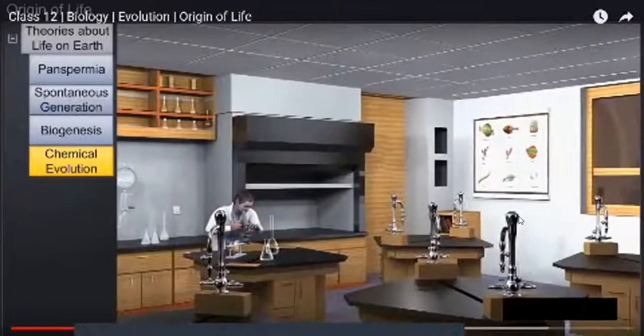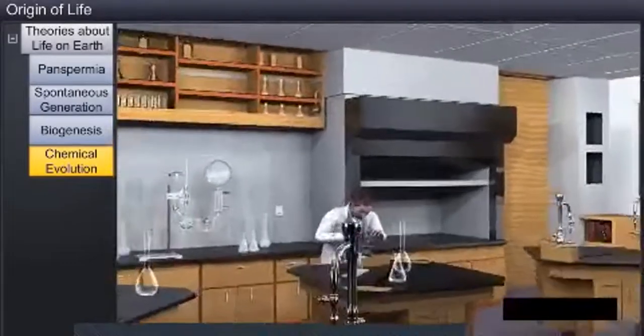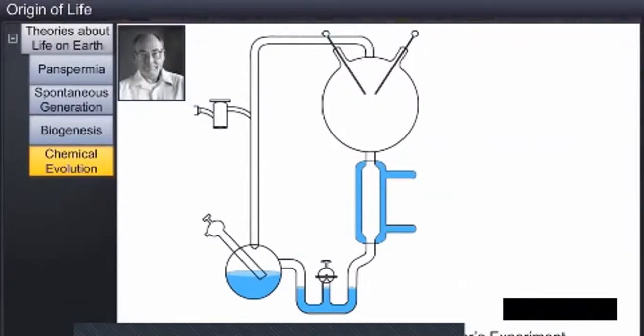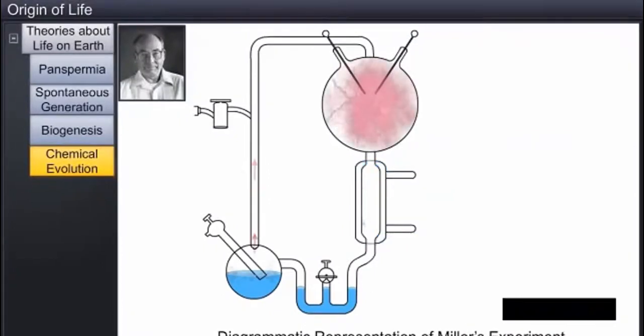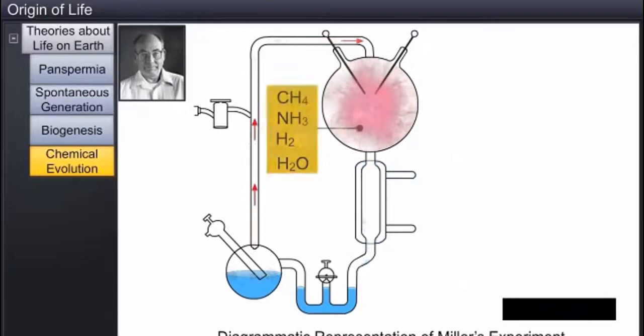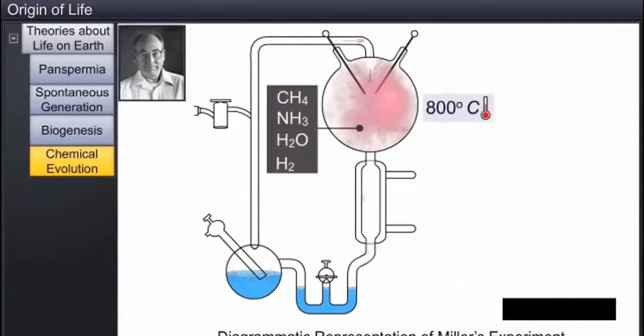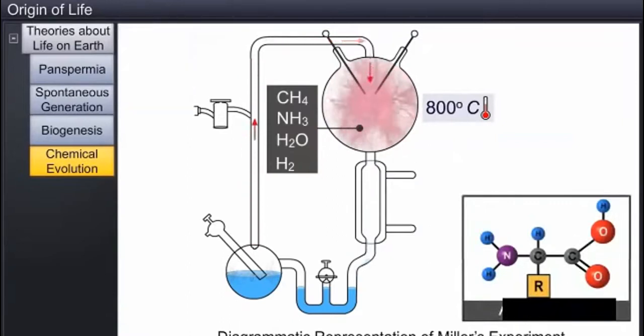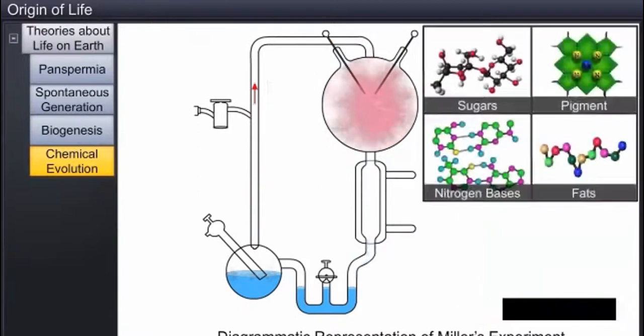In 1953, American scientist Stanley Lloyd Miller recreated these conditions in a laboratory. He created an electric discharge in a closed flask containing methane, ammonia, hydrogen, and water vapor at 800 degrees centigrade and observed the formation of amino acids. Later on, while conducting similar experiments, other scientists observed the formation of sugars, nitrogen bases, pigment, and fats as well.